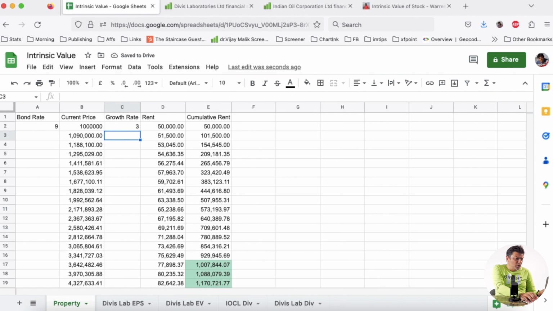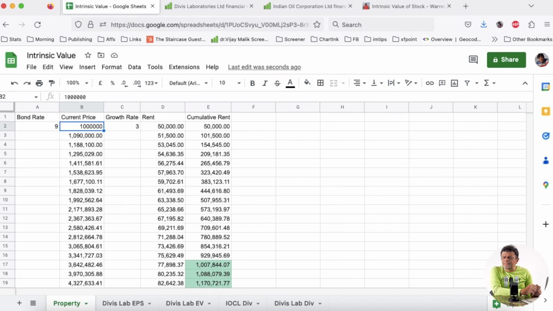So in the first year you rented it out for 50,000 rupees. Next year you are getting the rent as 51,500 rupees. So the cumulative rent that you have got after 2 years is 1,01,500 rupees. And as the rent increases, your cumulative rent keeps on increasing. So after 3 years, you have a total accumulated rent of 1,54,545 rupees.